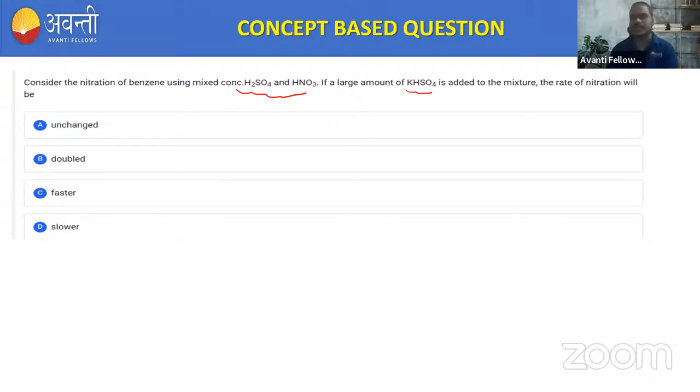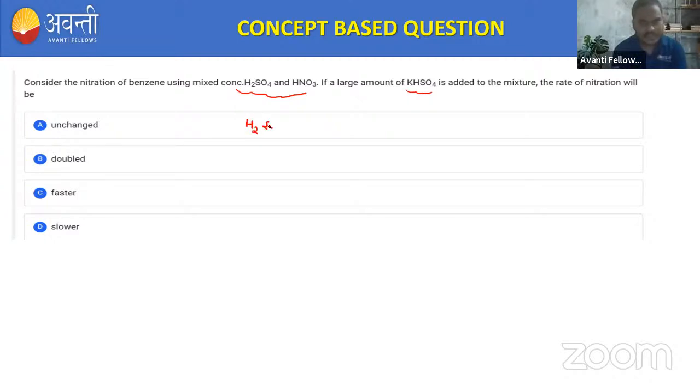ठीक है, यही क्वेश्चन है कि यहाँ पे रोल क्या है KHSO4 का. How does it impact the rate of reaction, whether the rate of reaction will become slow, become faster, become double, or remain unchanged. तो ये देखना है आप लोगों को, तो चलो देखते हैं.